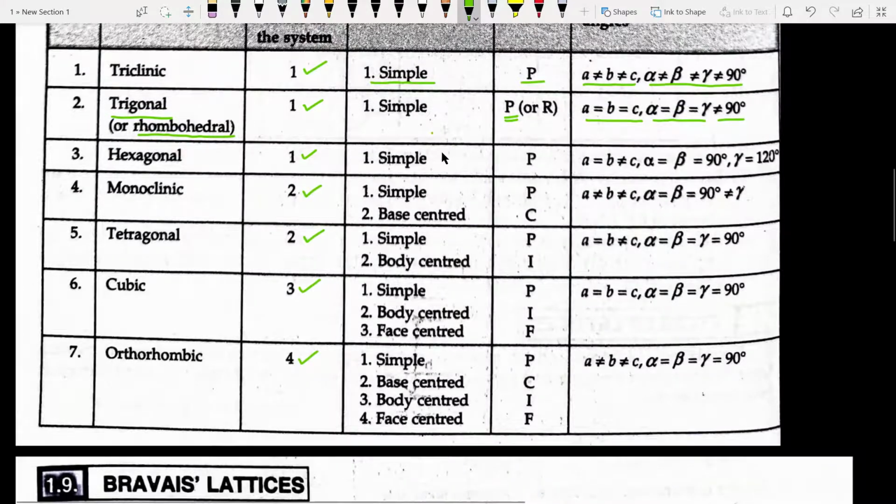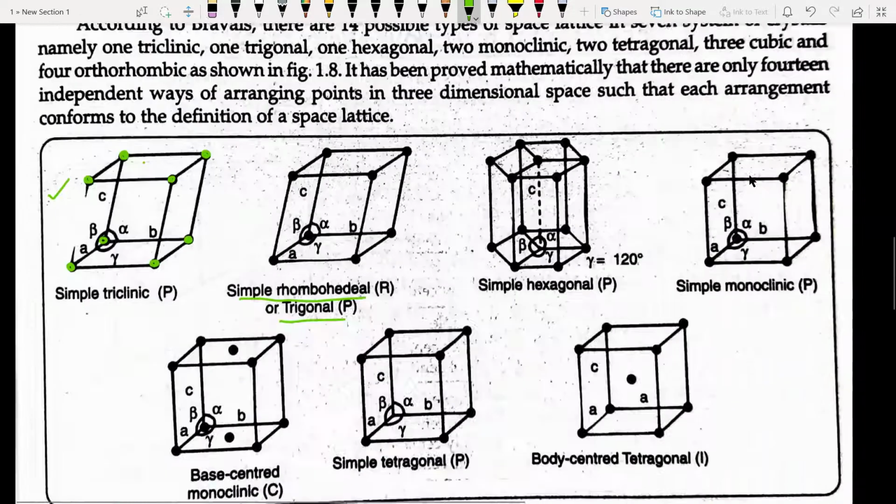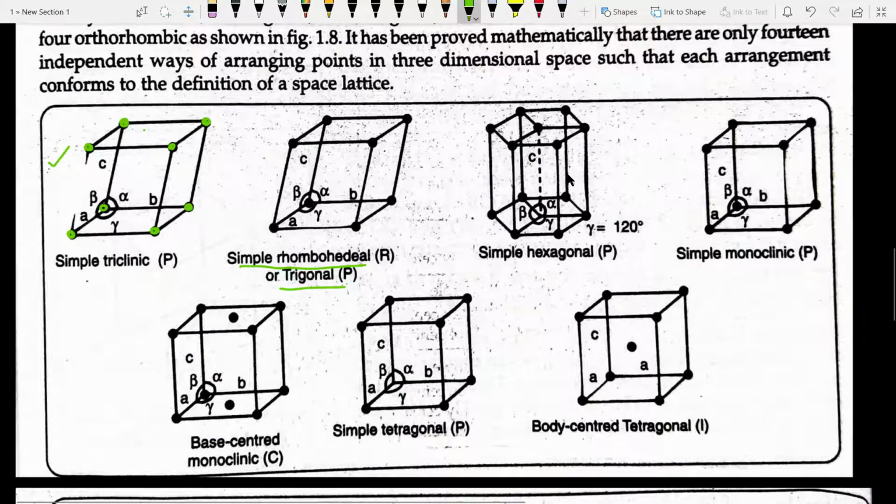Next is hexagonal. It is also simple, represented with P, 1 in number. A and B, repetitive vectors along x and y axis are equal, along the z axis is not equal to them. 2 angles are 90 degree, third angle is 120 degree. So this is hexagonal shape. 2 angles are equal, and the third angle, this angle gamma, is 120 degree.